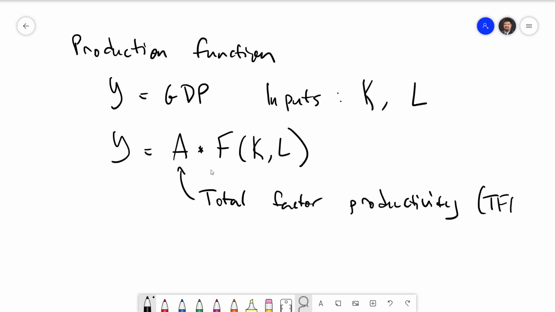TFP for short. If we know our capital and labor and plug those into the function, we then multiply the whole thing by the TFP to get our GDP. The higher the TFP, the higher the production will be for any given amount of capital and labor. We generally think about TFP as representing the level of technology in an economy. The better the technology, the higher the output.